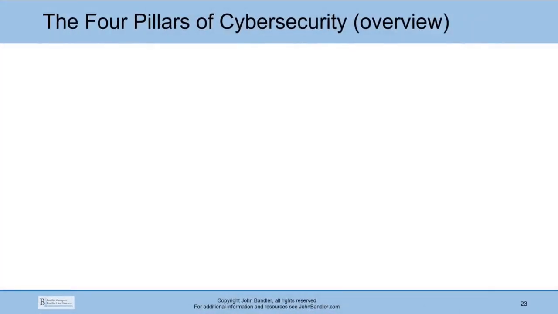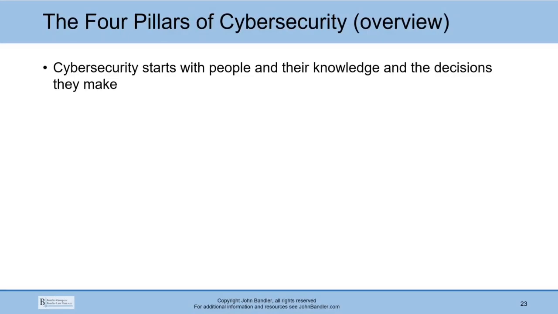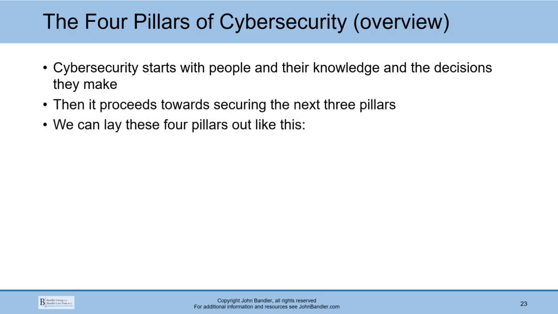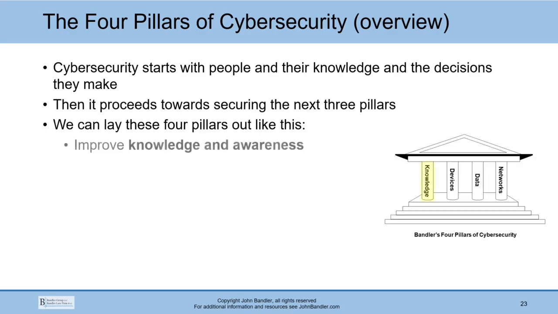And let me give you a quick overview of the 4 pillars of cybersecurity. First, cybersecurity starts with people, their knowledge and decisions they make. Then we proceed towards securing the next 3 pillars. And these are the 4 pillars. We've got knowledge, and we want to improve knowledge and awareness of people so that they can make good decisions. And this is people at all levels of an organization.